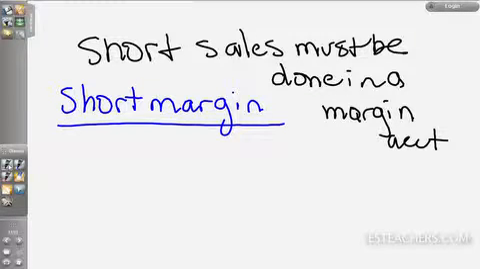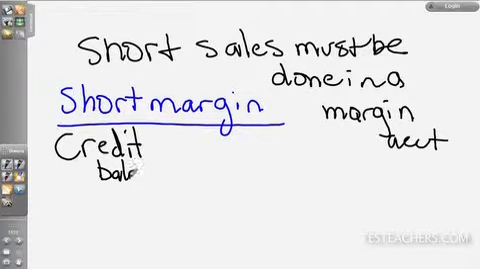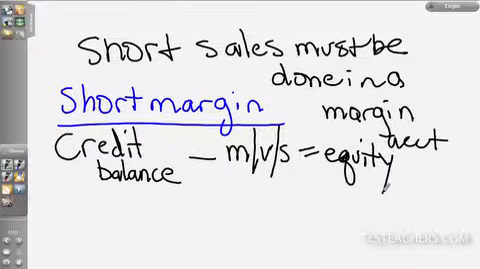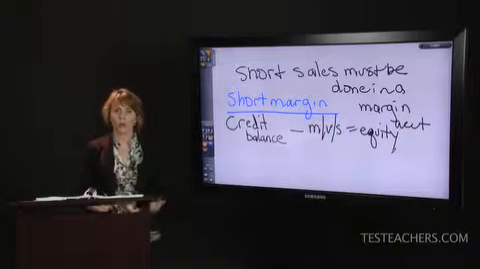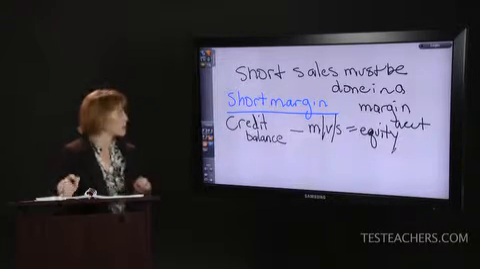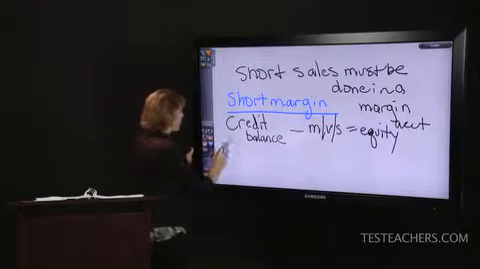Your short margin account is comprised of three things. There is the credit balance. There is what we call market value short, which is how much it would cost to cover the short sale, to buy that stock, equals your equity. Federal Reserve Board Regulation T sets the initial margin requirement in a margin account. Federal Reserve Board Regulation T.